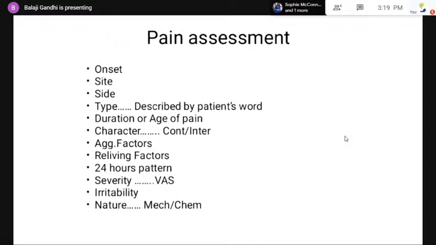The severity of the pain is measured by the visual analog scale. So we have to draw a line. It's a plain line, a 10 centimeter line. Only the physiotherapist should know that the line is 10 centimeters, not the patient. We have to explain that one end is zero, no pain, and the other end is severe and intolerable pain.